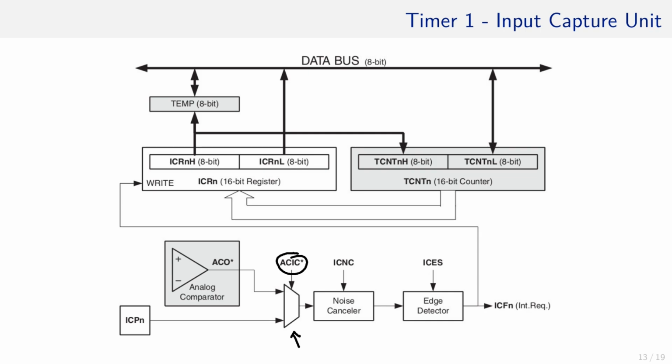If that signal arrives, it causes the value of TCNT1 to be copied into the ICR, the data register of the input capture unit. Hence, we get a timestamp of the event when the voltage crossed the threshold and the comparator output toggled. And the interrupt request ICF1 will let us know that such an event occurred.